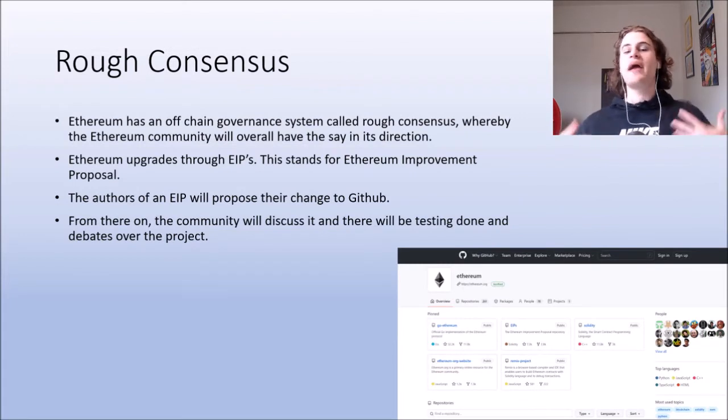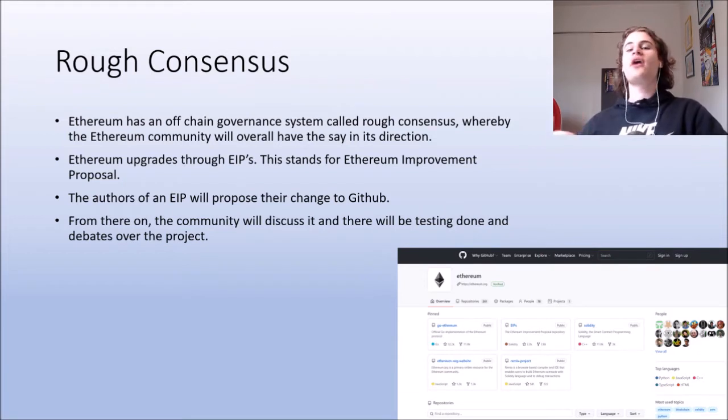So, the governance mechanism that Ethereum has is called rough consensus. So all this means is individuals in the Ethereum ecosystem try to find rough consensus on something, and eventually that gets upgraded into the Ethereum protocol.